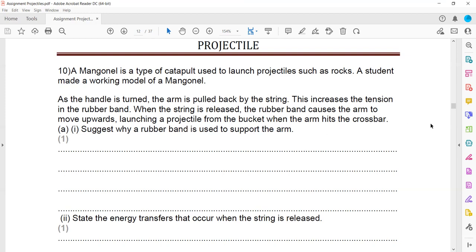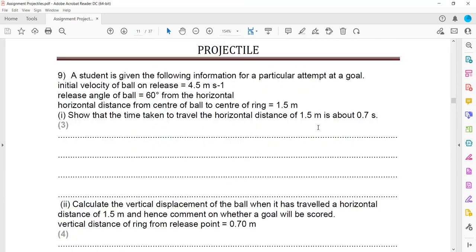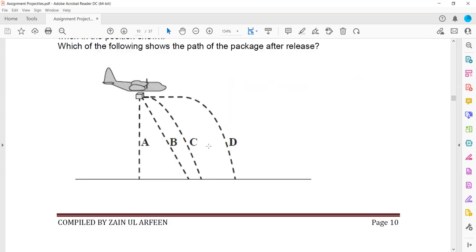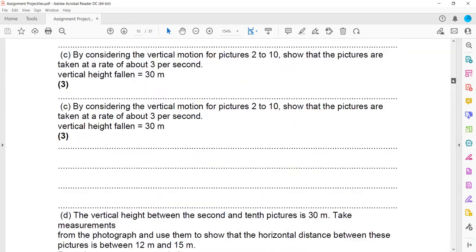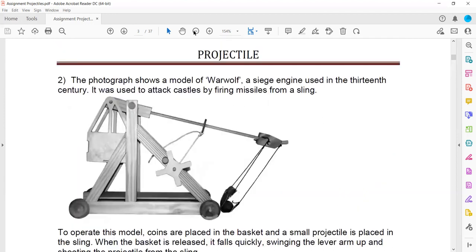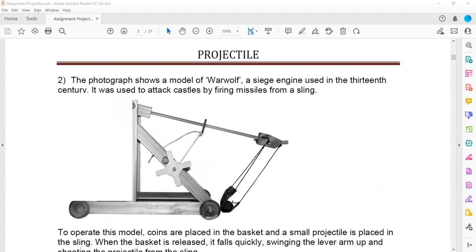When the arm hits the crossbar, so basically the same idea. It is the same idea of launching a projectile which we did in the previous question. So what the student did, the student made a type of catapult, but this time it is not using the weight here. And what did the student do?